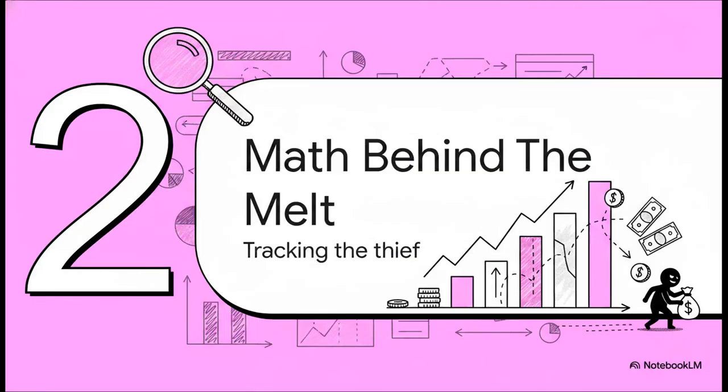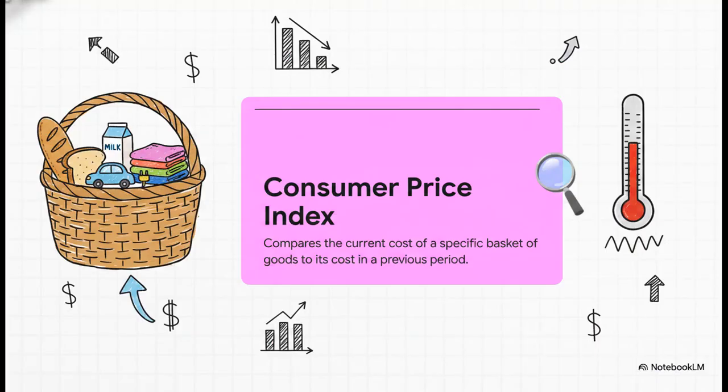Section 2. The math behind the melt, tracking the thief. So how do we actually track this? Economists use something called the Consumer Price Index, or CPI. They put together a standard, imaginary basket of goods containing everyday items. We're talking bread, milk, clothing, transport, utilities, the whole shebang. By comparing the total cost of this exact same basket today versus a month or a year ago, they can calculate the national inflation rate. It's basically a financial thermometer for the whole economy.